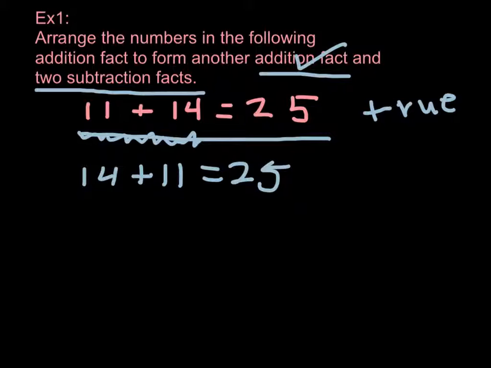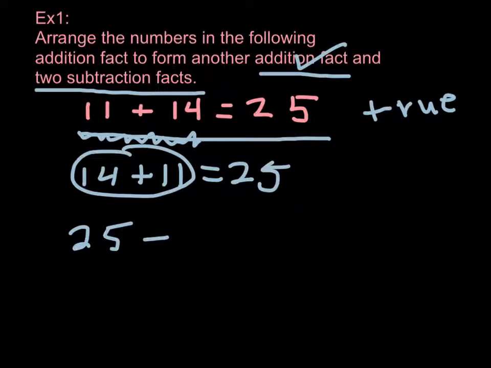Now let's see if we can remember how I did that on the previous slide. I can't just switch the 14 and 11 and come up with a subtraction equation necessarily. But what I can do is take the bigger number, which is 25, and they want a subtraction fact, right? So I can subtract one of these other numbers. So I could subtract the 14, and what do you think is going to happen with this fact family?